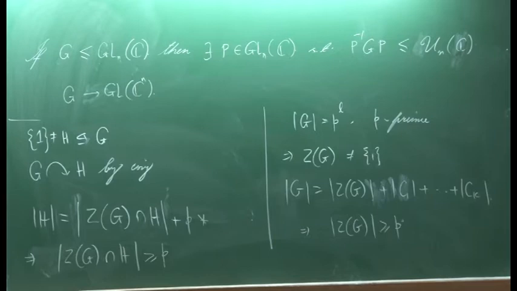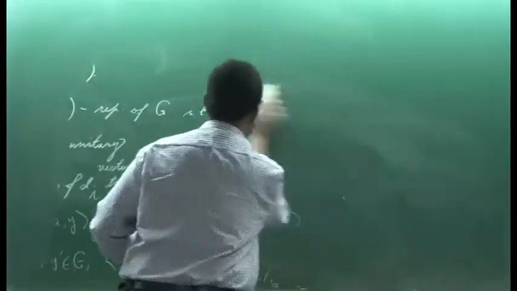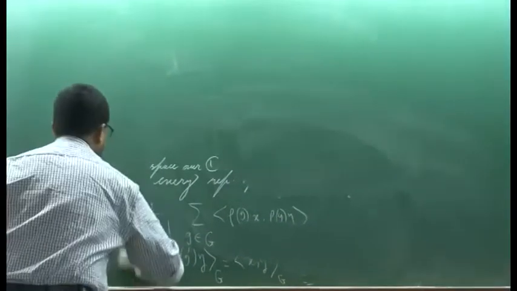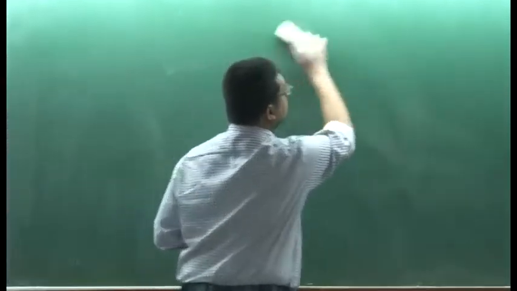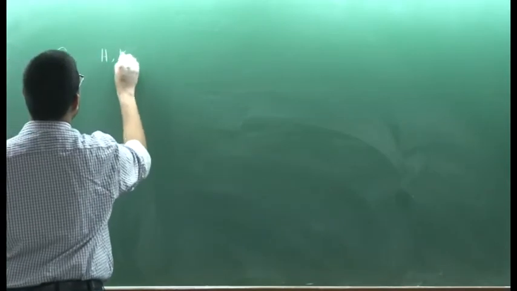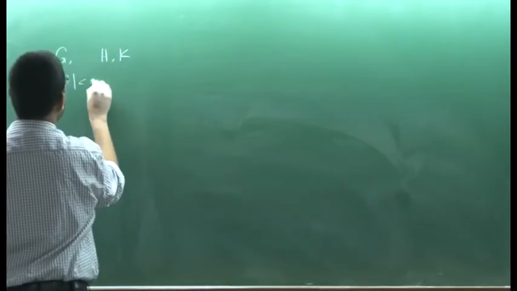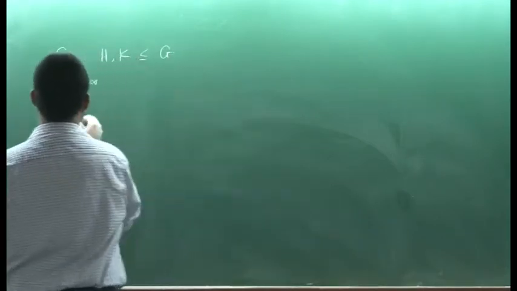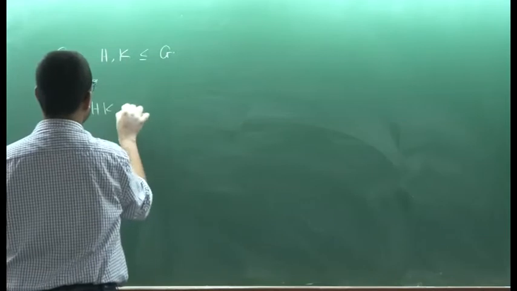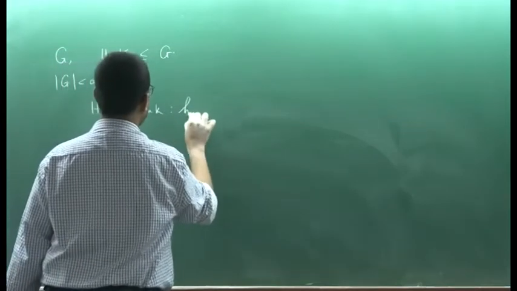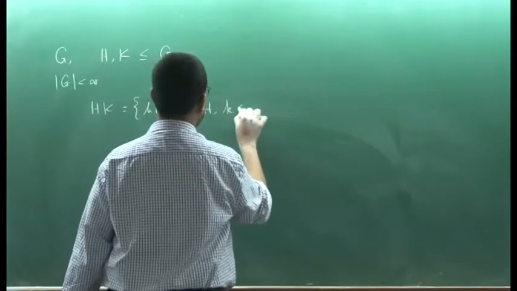Now let me give you another application of this counting formula. I am sure that you must have seen this earlier, but I am showing this to you just to show you the power of this formula, that it indeed produces many of the results that you are already familiar with. So let G be a group, and assume that G is finite, and H and K are two subgroups of G. HK is the collection of all elements of the form hk, with h belonging to H and k belonging to K.